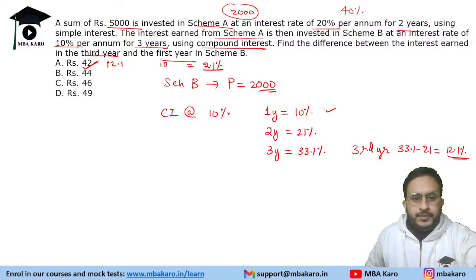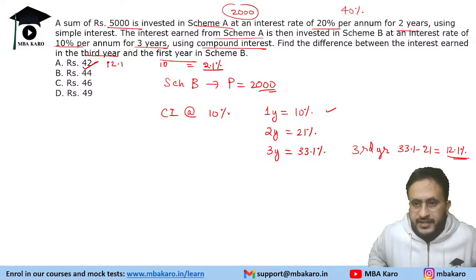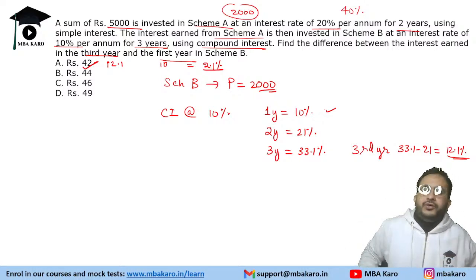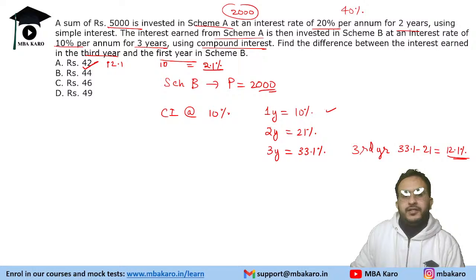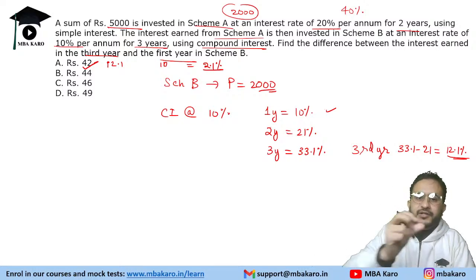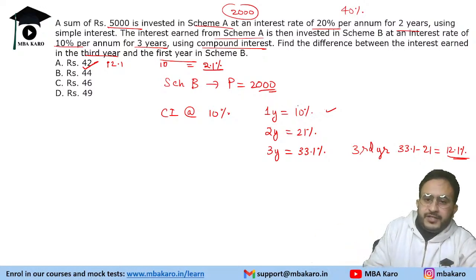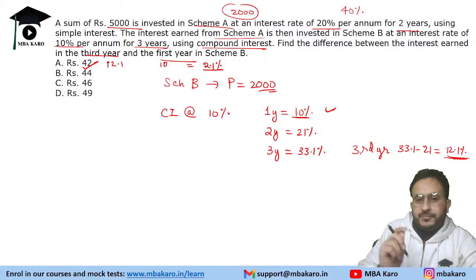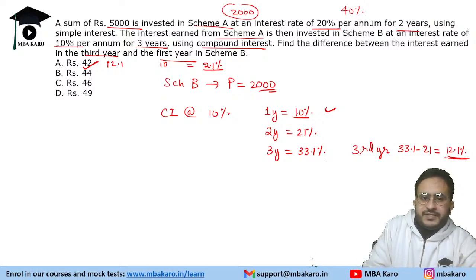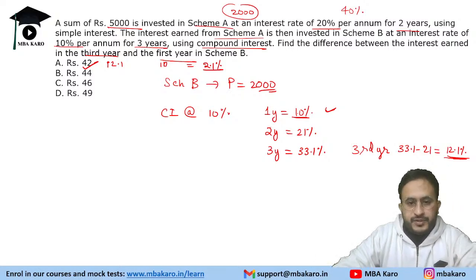Okay, so compounding at the rate of 10% per annum. In 1 year, you get 10% interest. In 2 years, 21%. In 3 years, 33.1%. So in the third year, from 21 to 33.1, you are getting 12.1% interest, 12.1% of the principal amount. Okay, so the difference was asked. First year you are getting 10% of the interest. Third year you are getting 12.1% of the principal. So the difference is 2.1% of the principal, which turns out to be 42 rupees.